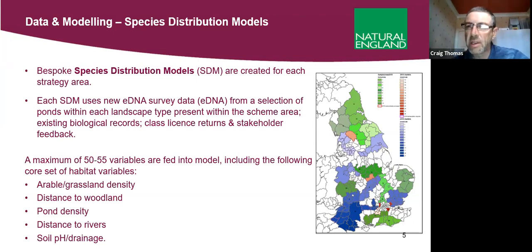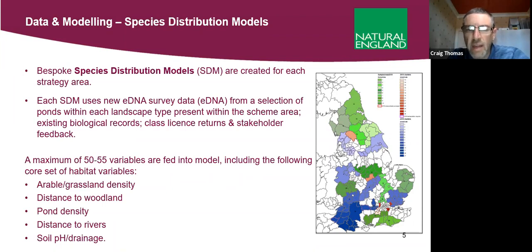What we generally do is about 300 ponds are selected that are representative of the landscape types present in any given area. So not necessarily the same landscapes are obviously present in Essex as in Cheshire, as in Yorkshire. So we tailor ponds that are representative of all the types and then randomly select them to do eDNA survey, roughly 300 per survey area. On top of that, we layer in biological records, class license returns, and critically, stakeholder feedback determines the amount of information in the modeling. And again, I'll touch on that later.